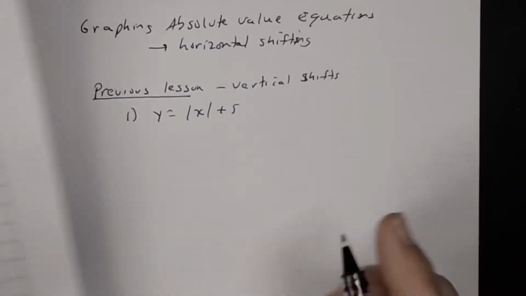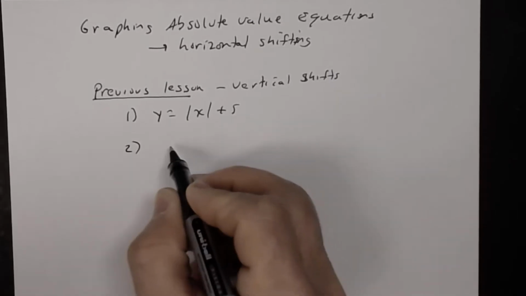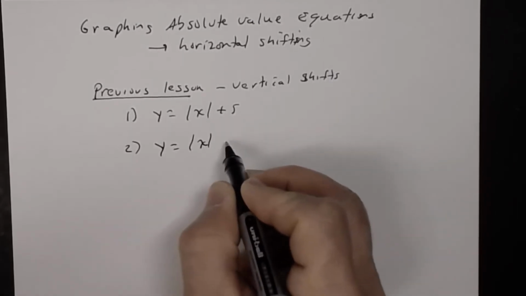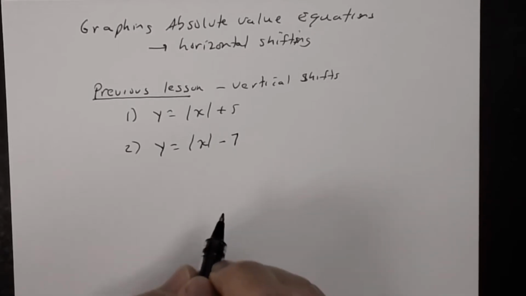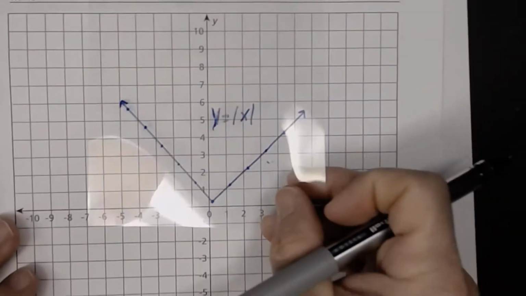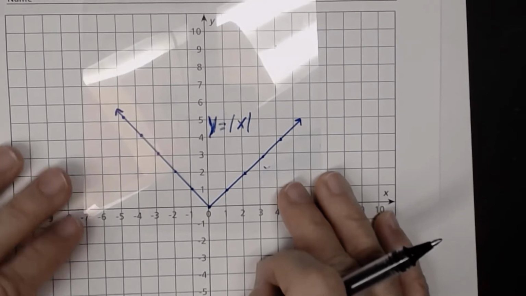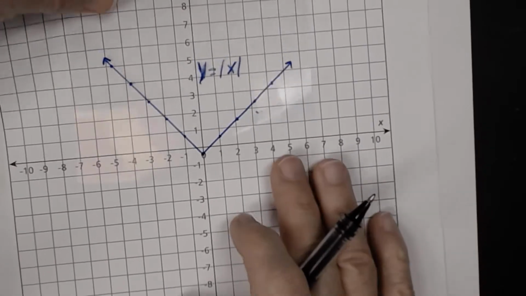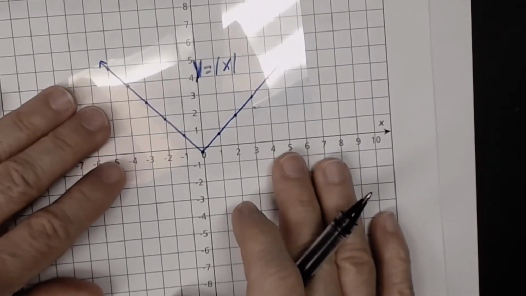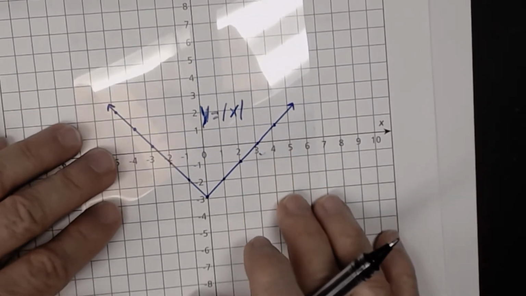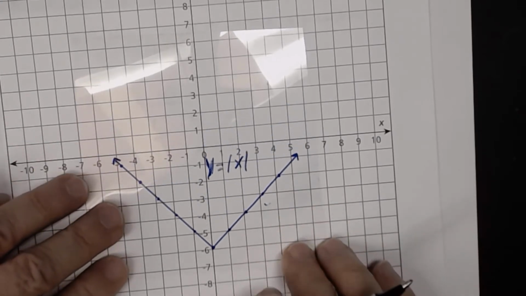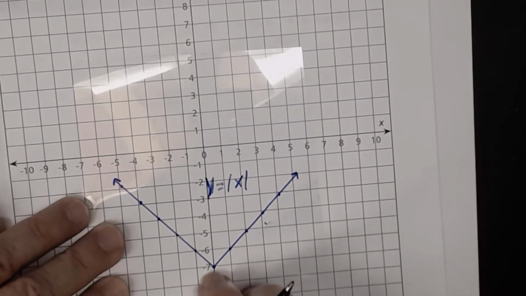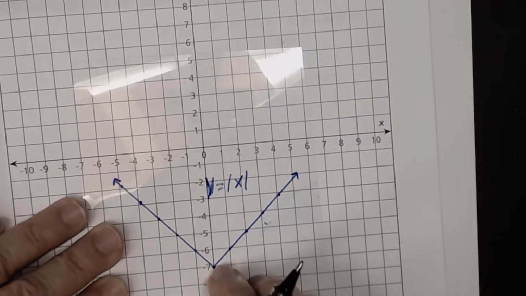Okay? Then another one we could have done was y equals the absolute value of x minus 7. So if this is the absolute value of x, what do you think the absolute value of x minus 7 would look like? Well, that would be shifting down 7 units. 1, 2, 3, 4, 5, 6, 7. And notice the vertex is at negative 7 on the y-axis. So that would be the absolute value of x minus 7.